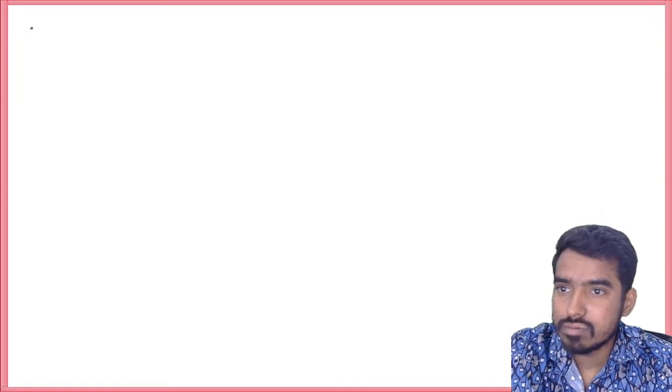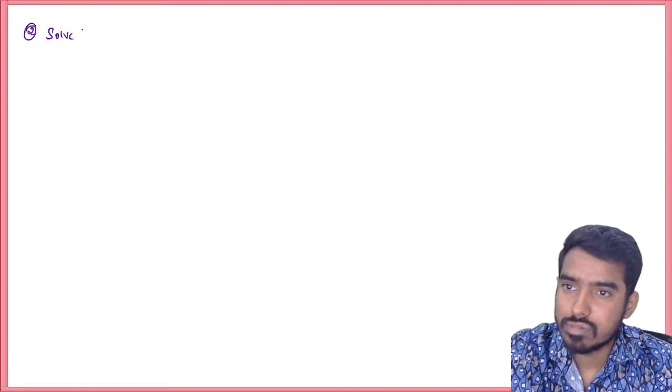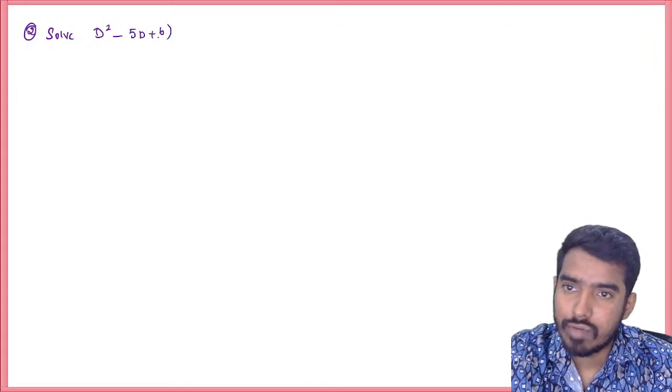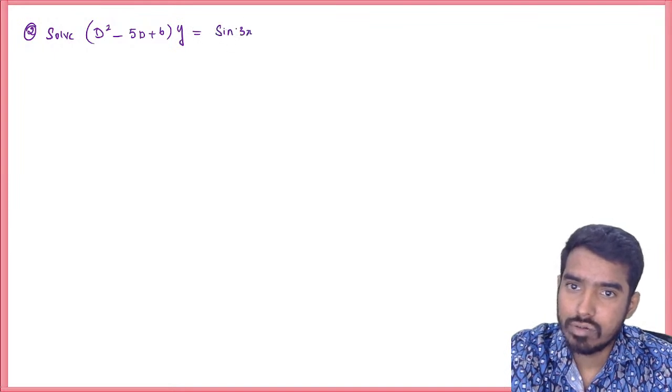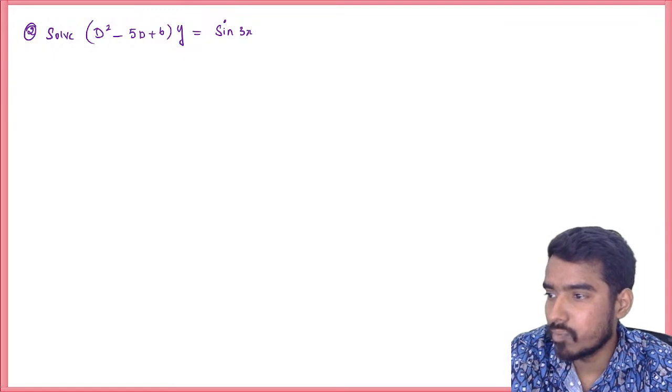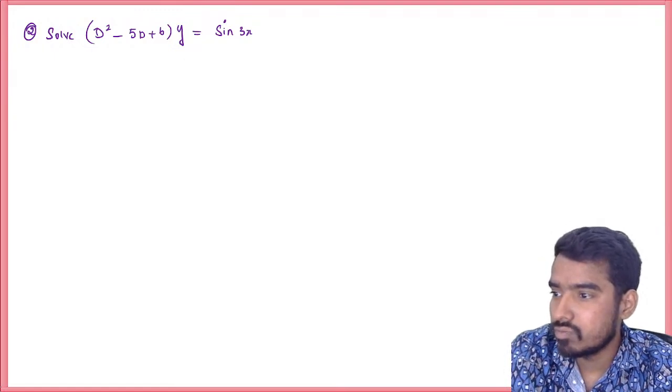So solve D square minus 5D plus 6 of y is equal to sin 3x, right? Sin 3x. So now we'll solve this problem. Any doubt up to now?